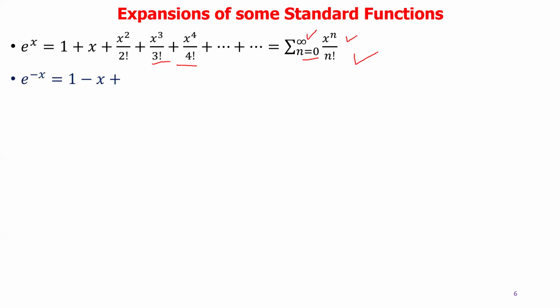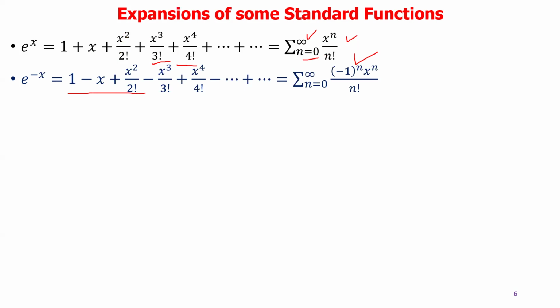Similarly, the expansion of e to the power minus x is equal to 1 minus x plus x square upon 2 factorial minus x cube upon 3 factorial plus x to the power 4 upon 4 factorial and so on. If we write it in terms of summation, it is summation of minus 1 to the power n into x to the power n, whole divided by n factorial, when n goes from 0 to infinity.